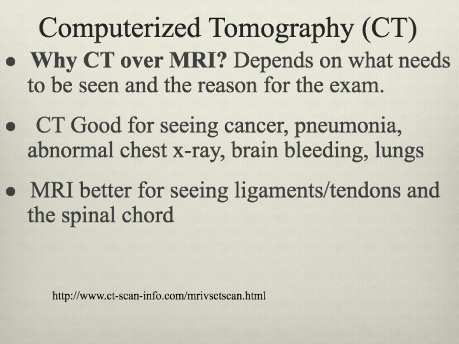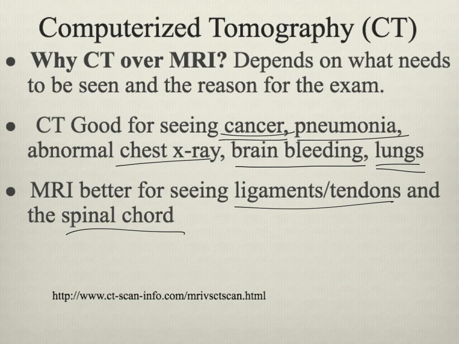So again, your doctor would have to choose, why would we do a CT scan over an MRI? Well, it's going to depend on what needs to be seen and the reason for the exam. CT scans usually are good for seeing and diagnosing cancer, pneumonia, any brain bleeding, or things in the lungs, like again, pneumonia, bronchitis, things like that. MRI is better for seeing ligaments, tendons, the spinal cord. So most people, if they have some sort of sports injury, you know, Mr. Bender had an MRI for his knee to make sure it was just the bone. He had X-rays as well, but looking at the tendons to make sure all those things were intact, and it was just the bone that was causing the problem.